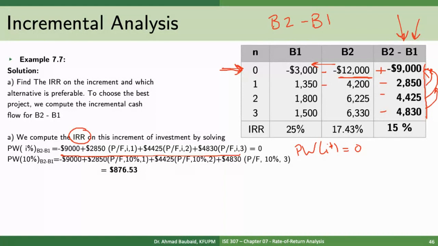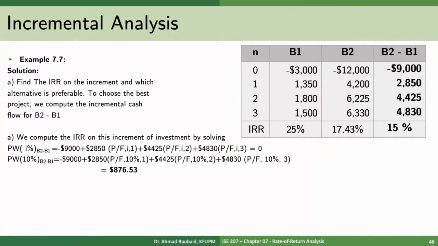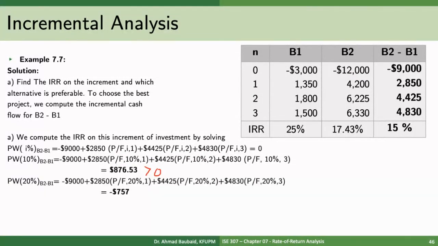Notice that I think they use trial and error. So they start with a guess. They do 10% at the beginning. They found that this is positive. It's not 0, so I need to increase my interest rate in order to get it closer to 0. They tried 20%. Now I have a negative value. So obviously the interest rate is somewhere in between.